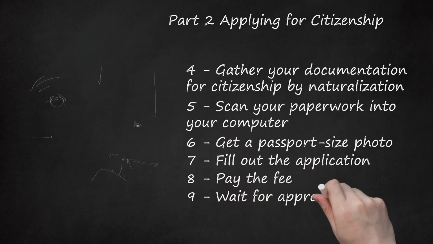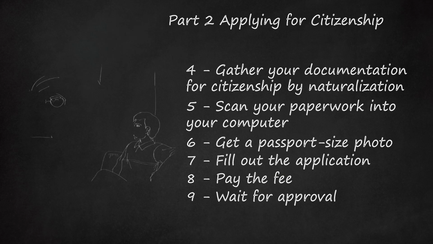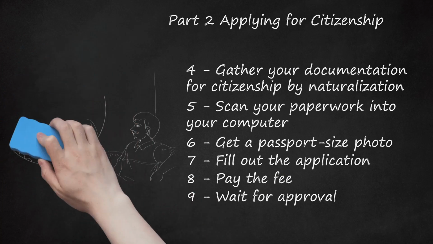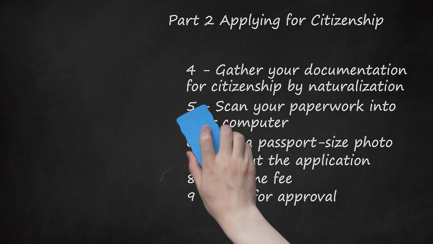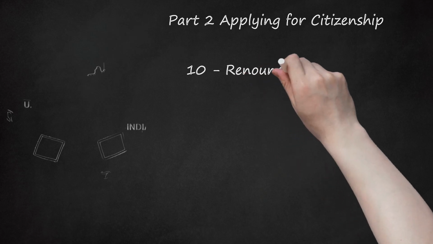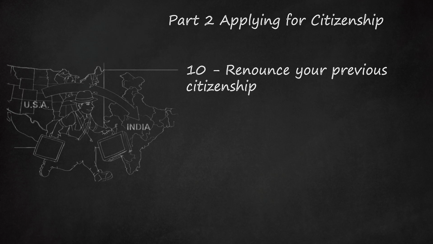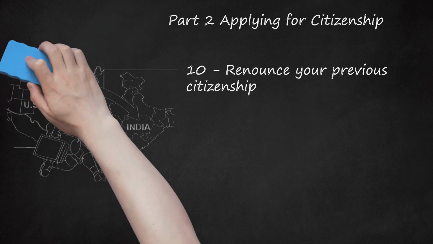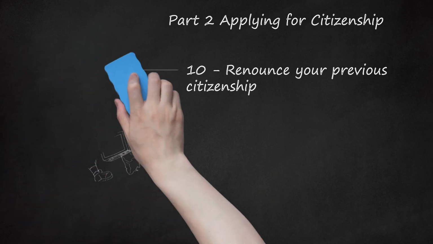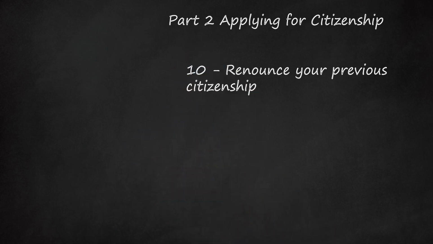9. Wait for approval. The government will review your application and determine if you are eligible. If you are missing some paperwork, the government will give you a chance to provide what you are missing. You should be notified within 2 months whether you are accepted for citizenship or not. 10. Renounce your previous citizenship. Once you have been accepted, you must renounce citizenship through that country. You must prove to the Indian government that you have made that renouncement, as well as fill out Form V and pay a fee. Once you have done so, your citizenship will be complete.